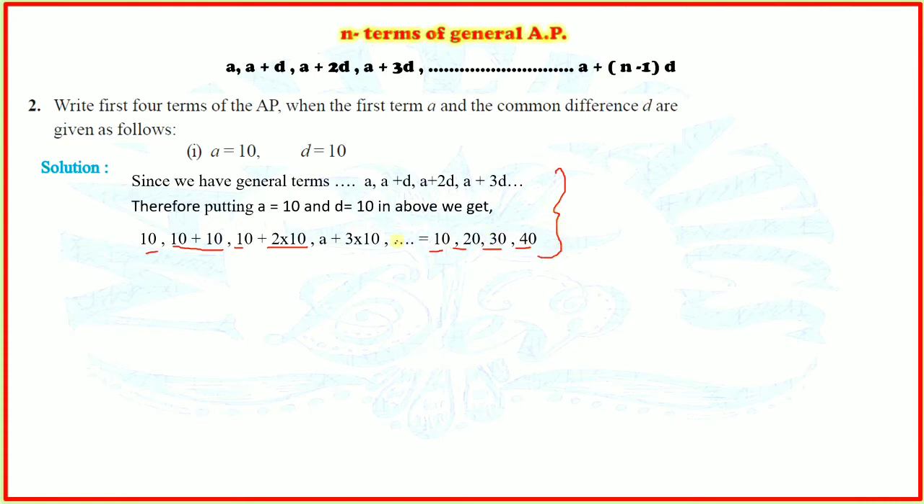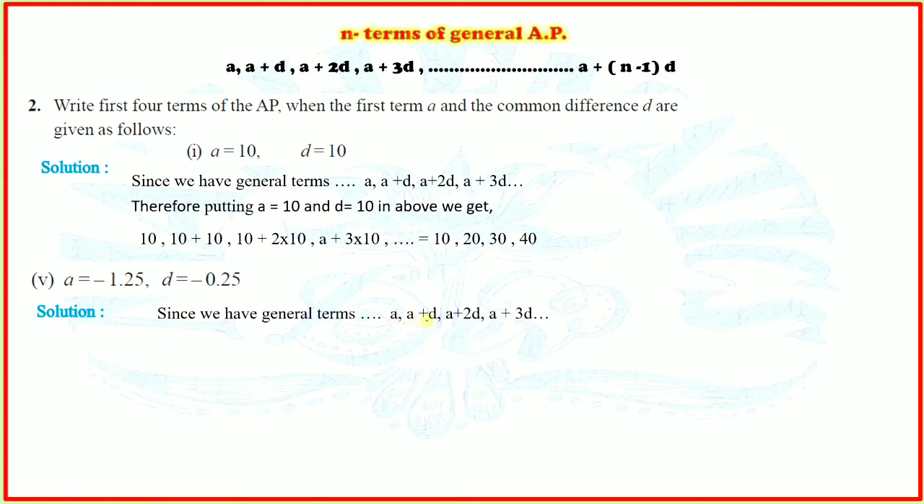This is all about finding the terms when a and d are given. The next part of this question is fifth. A is equal to minus 1.25 and d is equal to minus 0.25. So again, putting these values in the above relations.